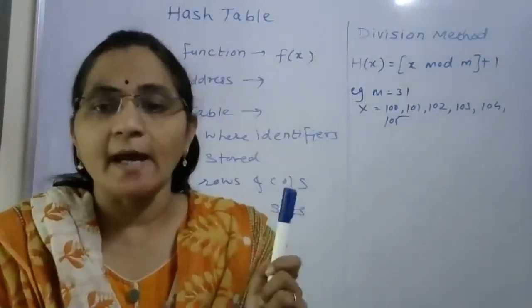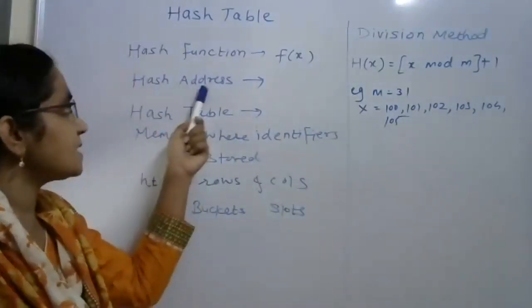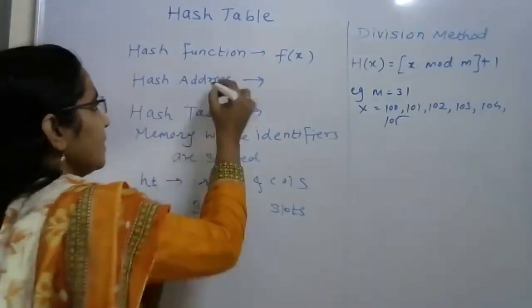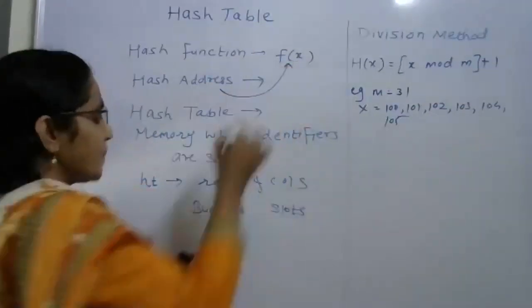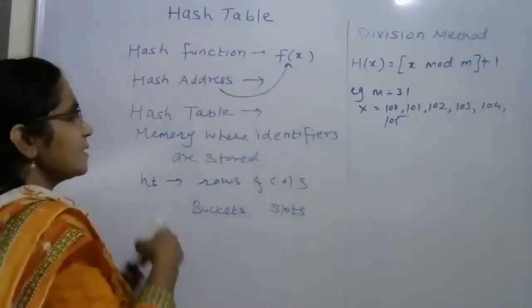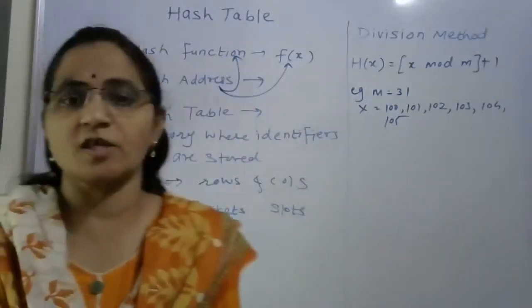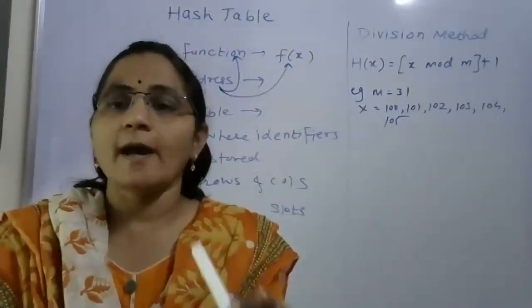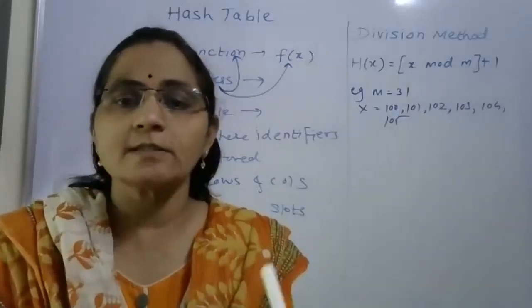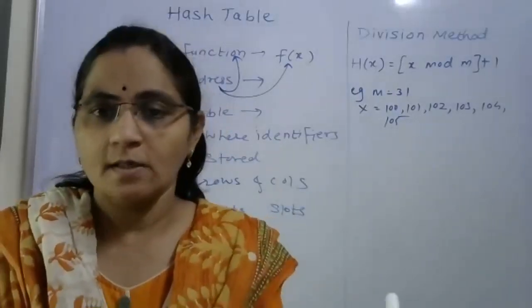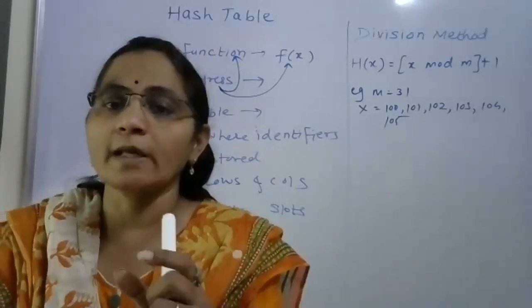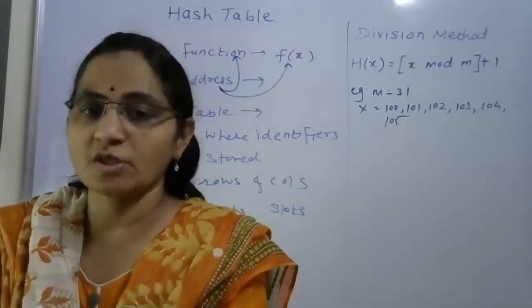And what do you mean by the hash address? The address which is generated by this f of x, or by the hash function, is called the hash address. The hash address is also called the home address. Hash and home are synonyms of each other.